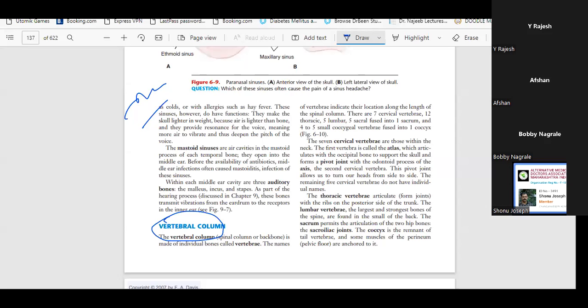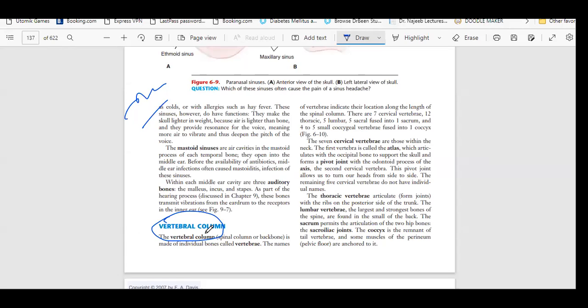So friends, we are talking about the vertebral column. So let's resume the class.